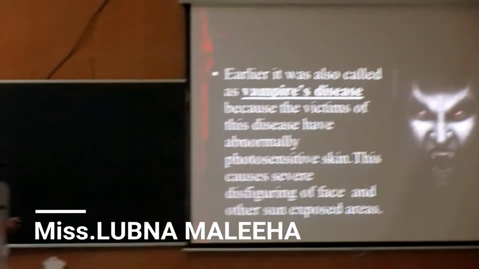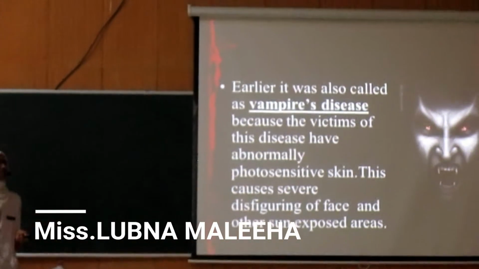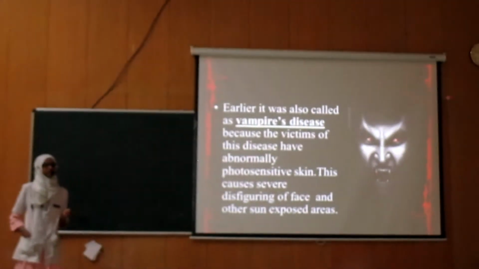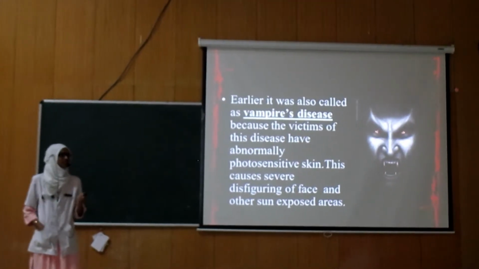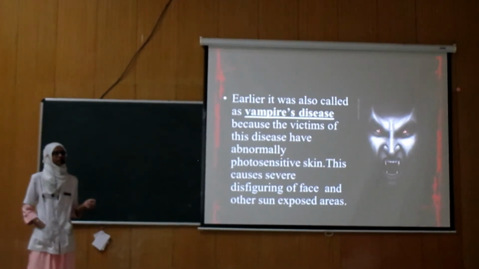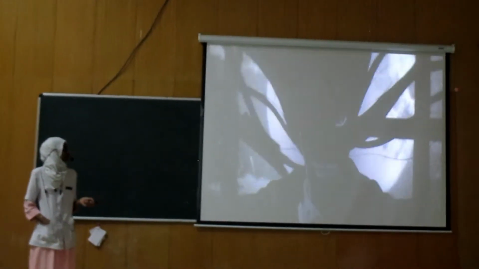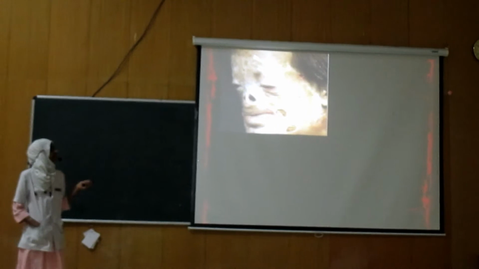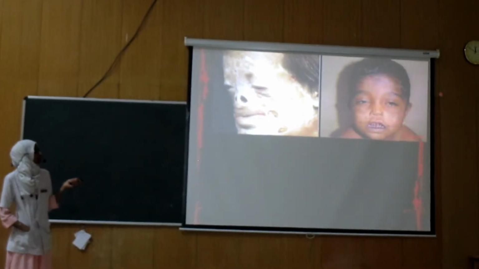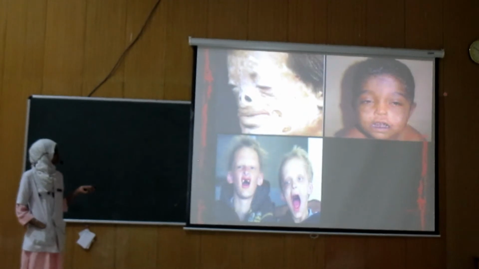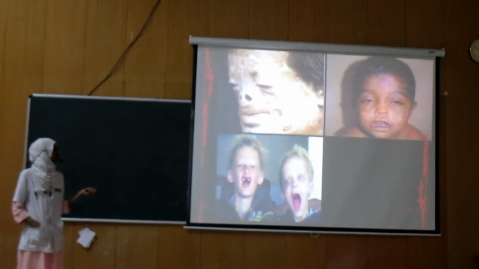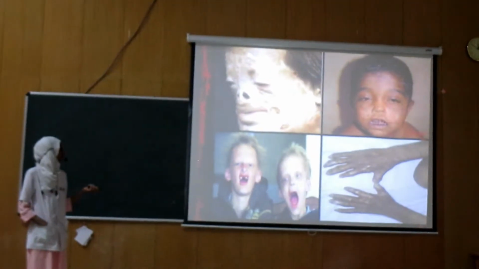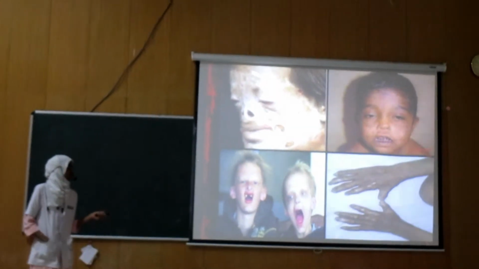As Shifa said, this disease is also known as vampire disease because the patients suffer from photosensitive skin, and discoloration of the face is also seen, and they show some abnormal symptoms when exposed to sunlight. In this picture we can see discoloration of the face and the purple coloration of the skin, and here we can see the teeth, elongation of canines and purple color of teeth, and some skin manifestations can also be seen.